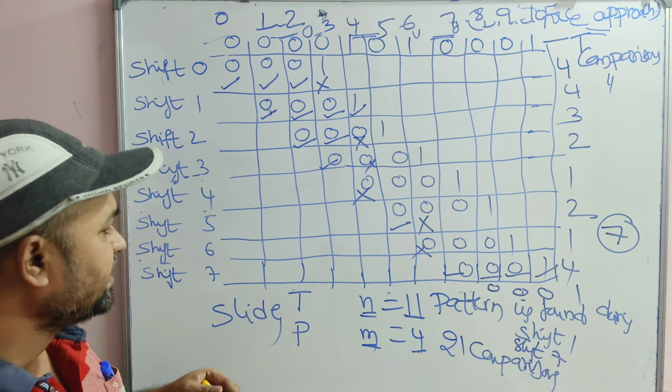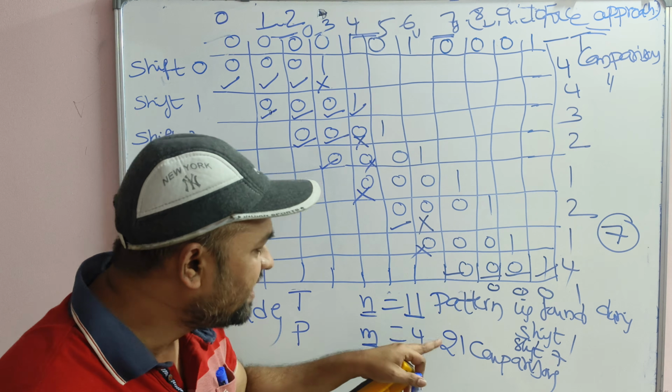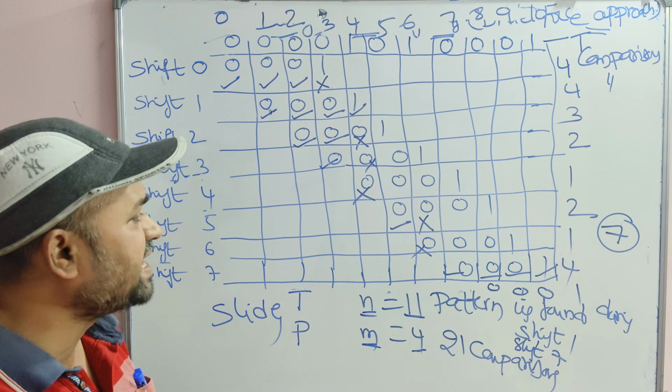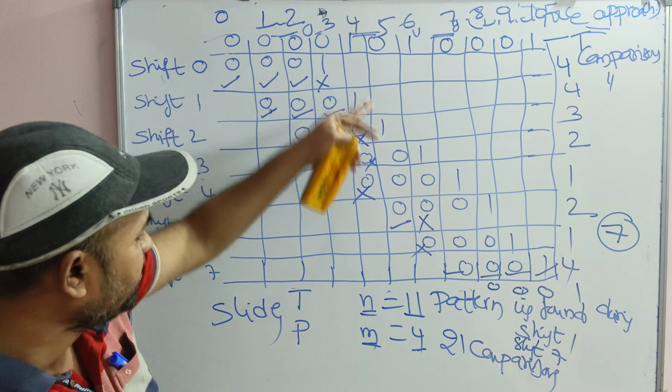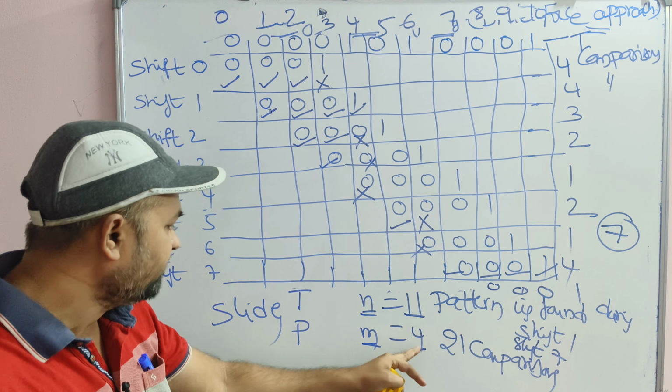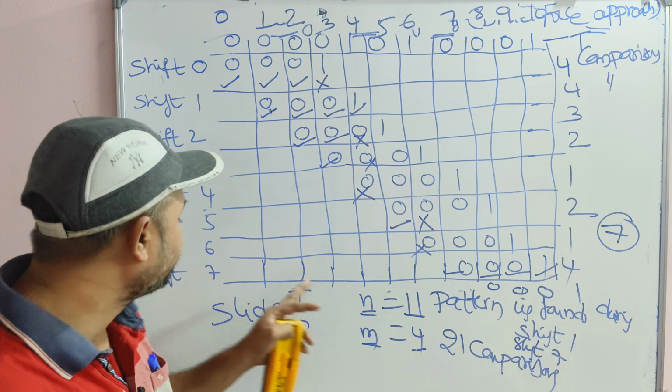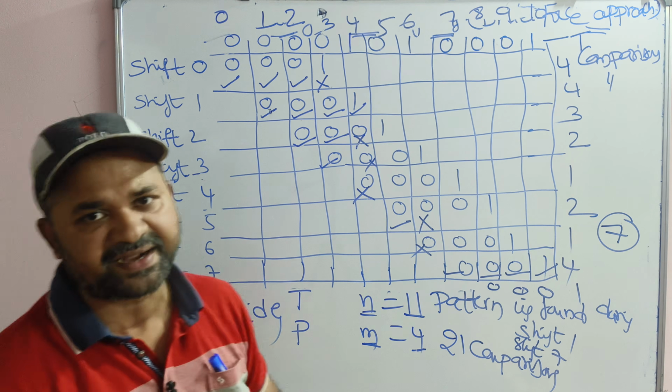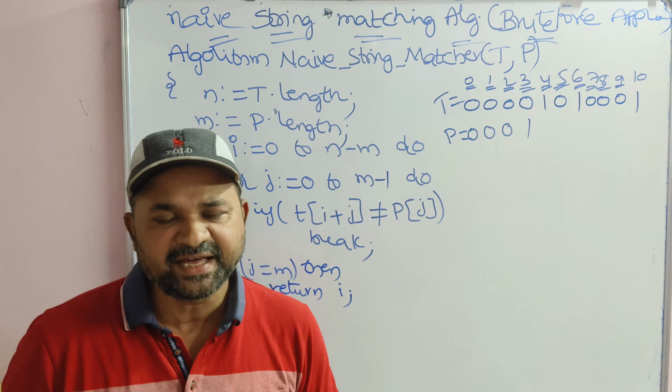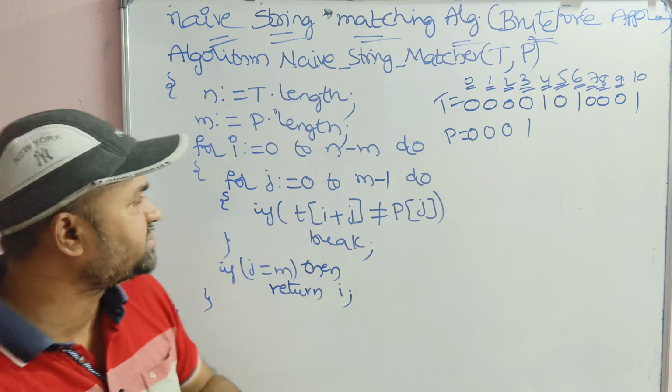N means length of the text, m means length of the pattern. If you see this example, length of the text is 11, whereas length of the pattern is 4. 11 minus 4 means 7 shiftings are required. Now let's see the algorithm in pseudocode notations.